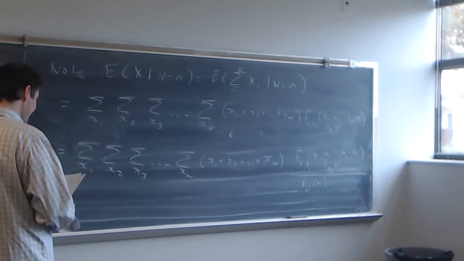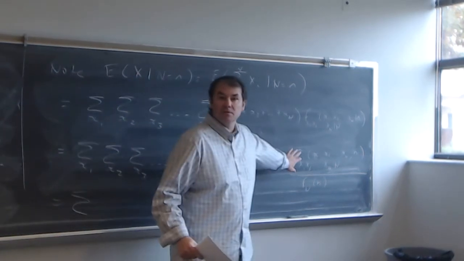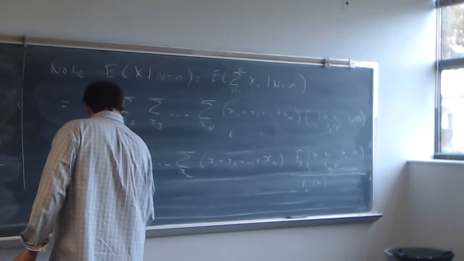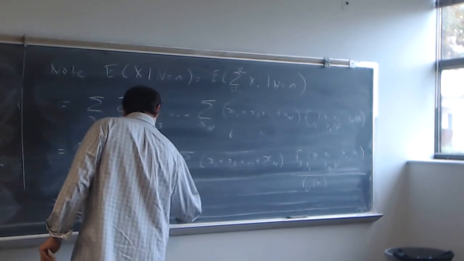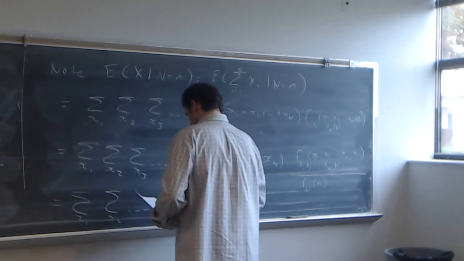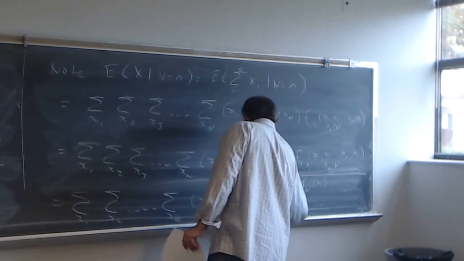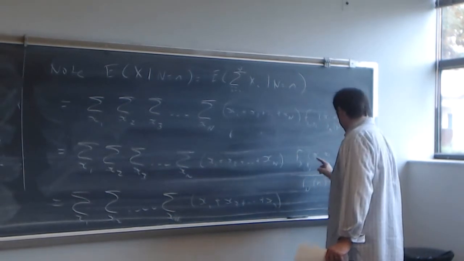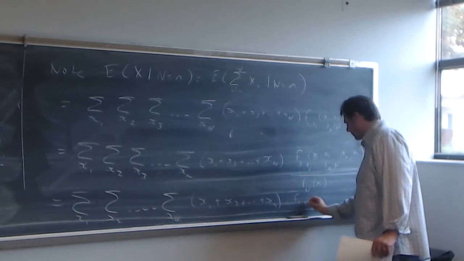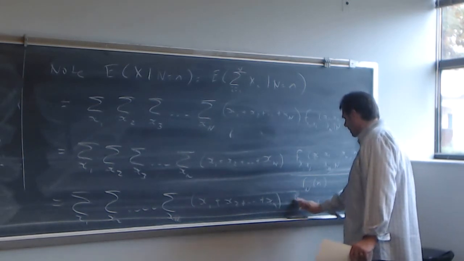Now, you can rewrite these in terms of probabilities, that joint PMF, okay, in terms of probability. So this is the sum over X 1, sum over X 2, all the way up to the sum over X n, the output values, of X 1 plus X 2 plus all the way up to X n. And here, because of independence, this is the joint PMF between X 1, X 2, all the way up to X n. Well, I shouldn't say it.